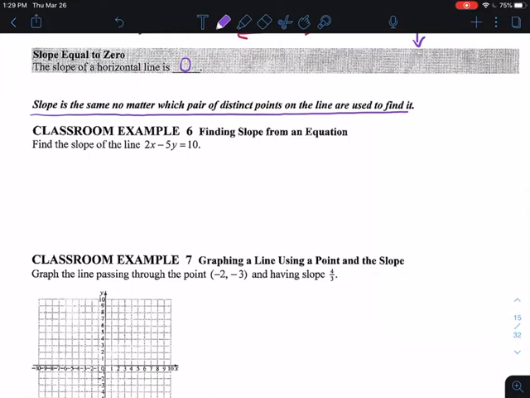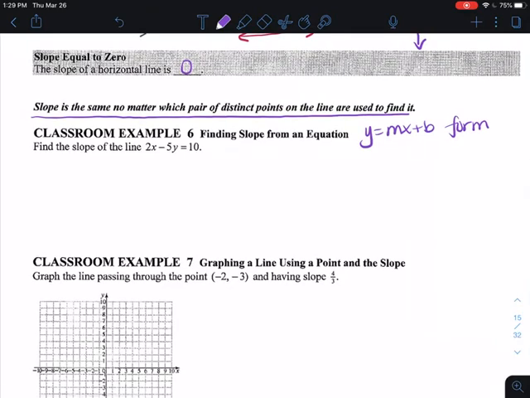All right, to find the slope using an equation, you have to solve for y. So this is called y equals mx plus b form. All right, this is slope intercept form. So y equals mx plus b. This is called slope intercept form. M is going to be the slope. So whatever number you have in front of x, that's going to represent your slope.